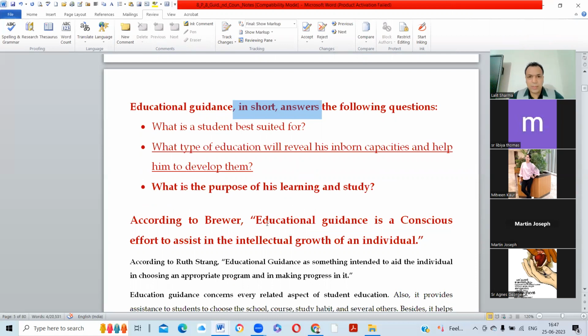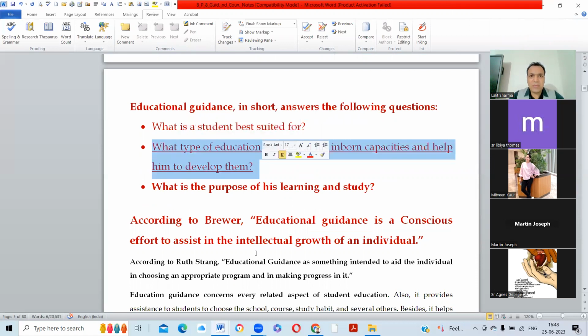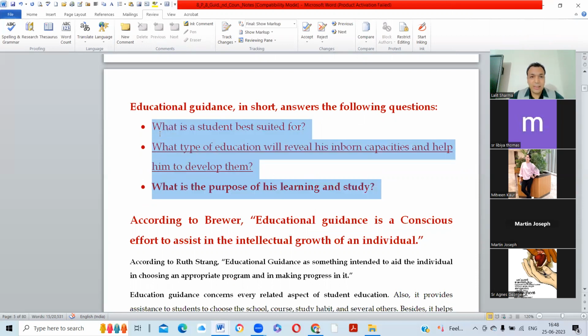Educational guidance in short. Answer the following questions. What is the student best suited for? What type of education will reveal his inborn capacities and help him to develop them? And what is the purpose of his learning and study? Right? So this thing you have to provide. Got it? Guys, look, every baby is born with a lot of powers, capacities, a lot of intelligence.